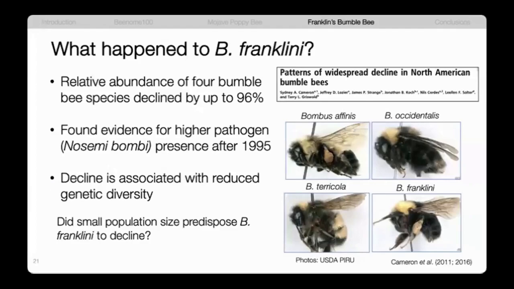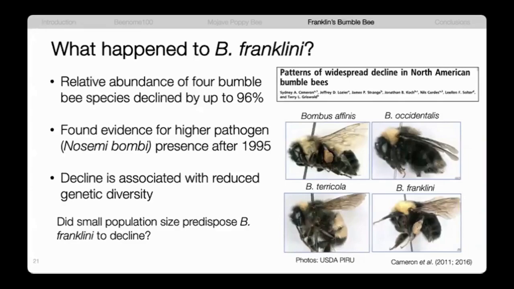And as I mentioned at the beginning of my talk, Bombus franklini is one of several bumblebee species in decline. Previous work from Cameron and colleagues has shown dramatic declines in some of the bumblebee species in North America, declines of up to 96%. Additional work by this group demonstrated that the decline of some Bombus populations has been associated with high infection levels of a pathogen, Nosema bombi, and with concurrently low genetic diversity.